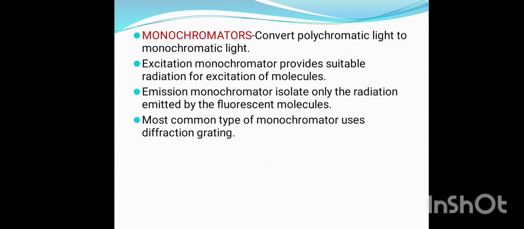This is the important point in spectrofluorimeter about primary filters and secondary filters. Then moving to the monochromators. Monochromators, in simple language, convert polychromatic light to monochromatic light. There are two types of monochromator: excitation monochromator and emission monochromator, as we have studied in the earlier slides. In the excitation monochromator we provide a suitable radiation for excitation of molecules, and in the emission monochromator we isolate only the radiation emitted by the fluorescent molecules. The most common type of monochromator uses a diffraction grating.